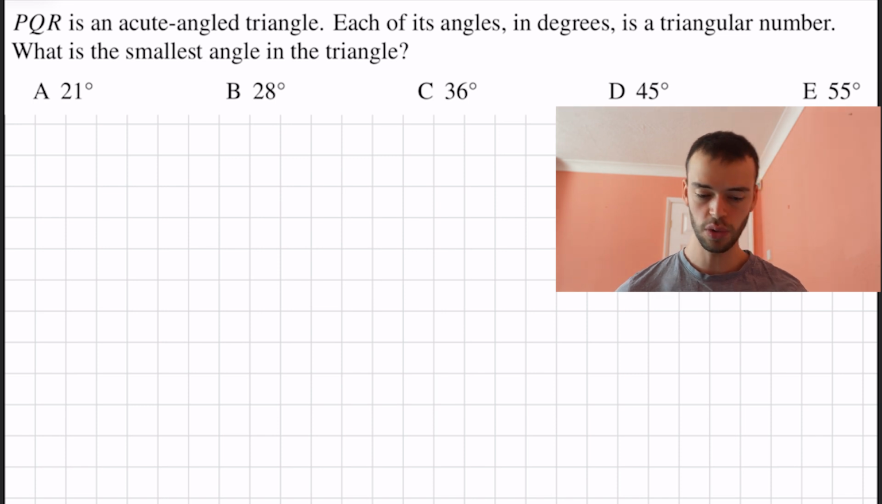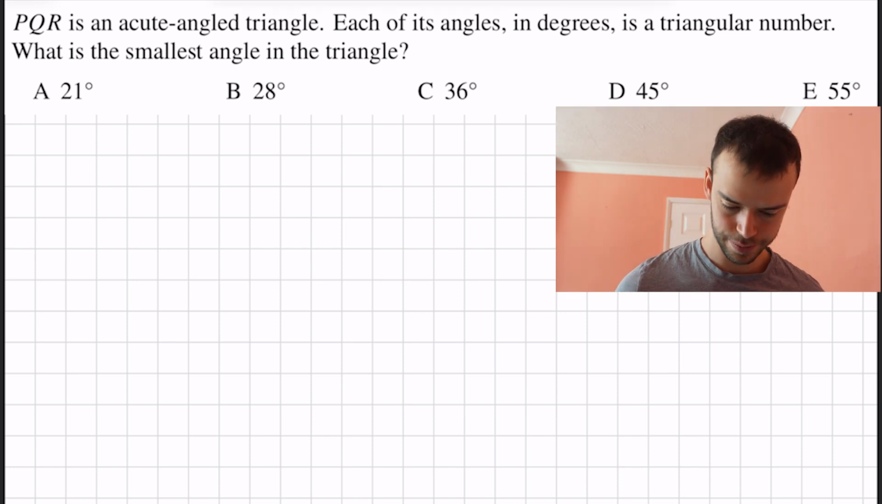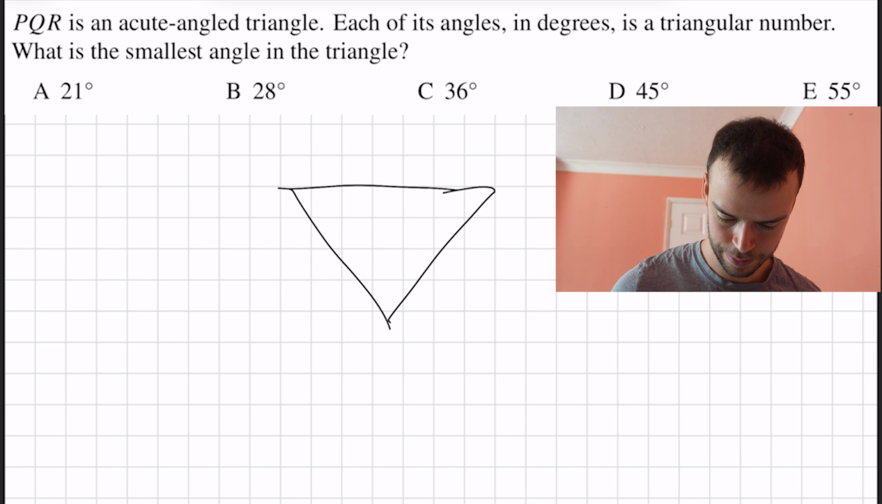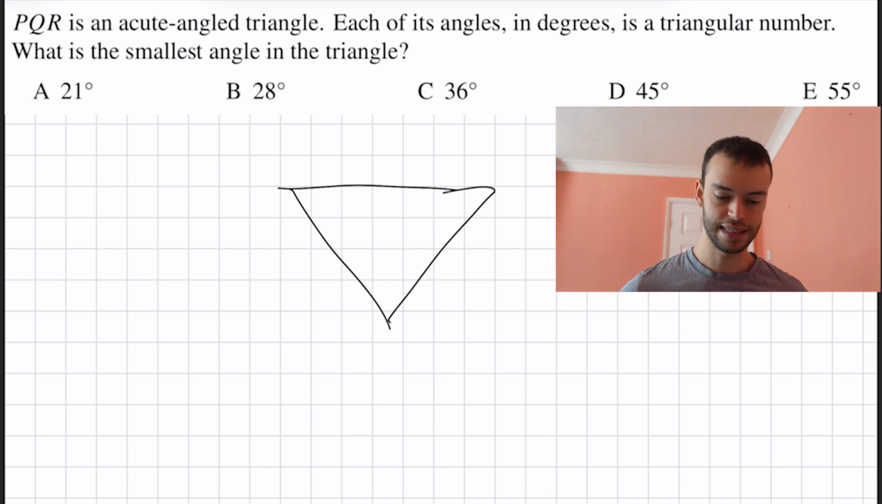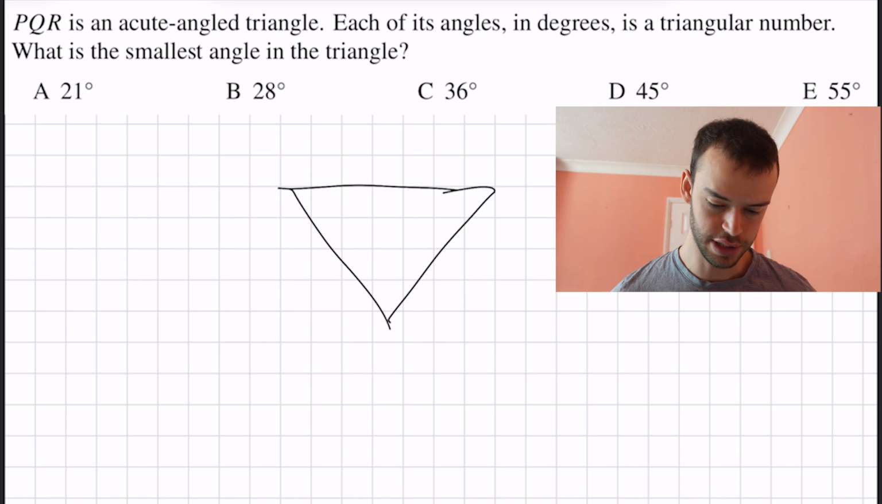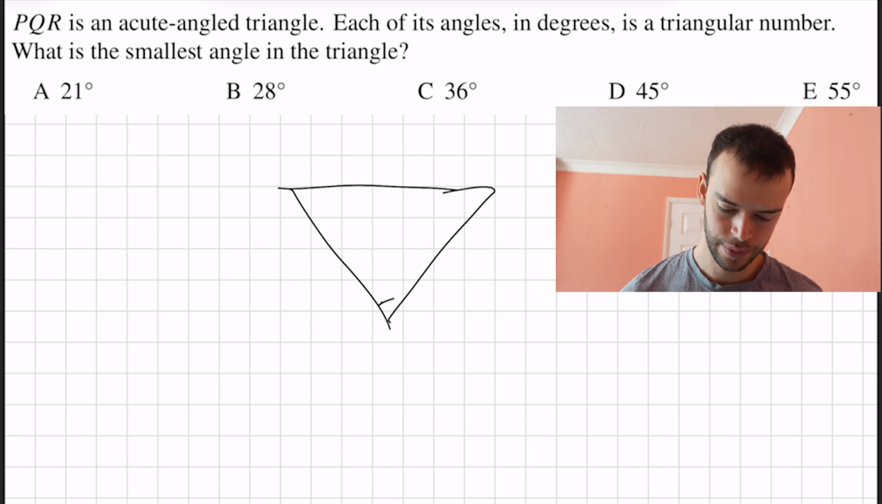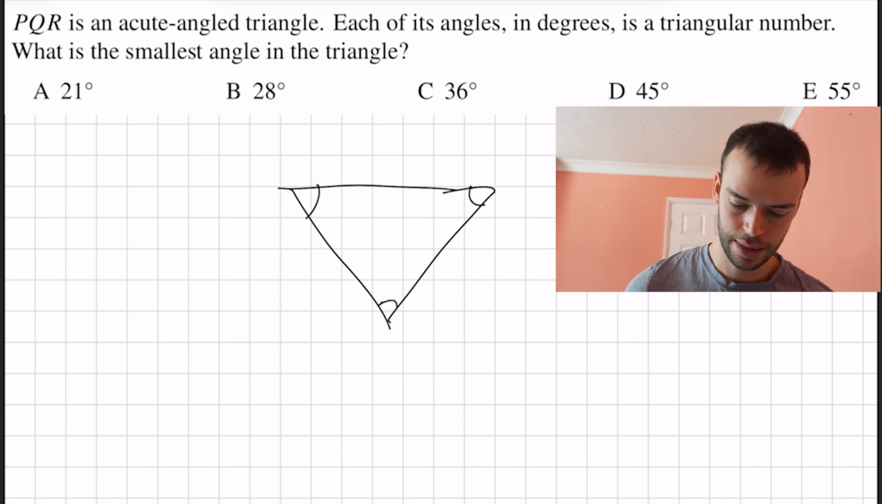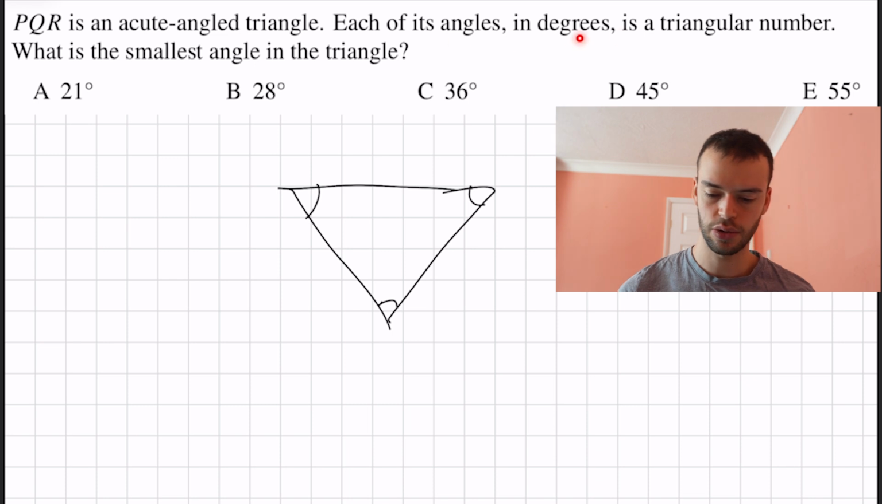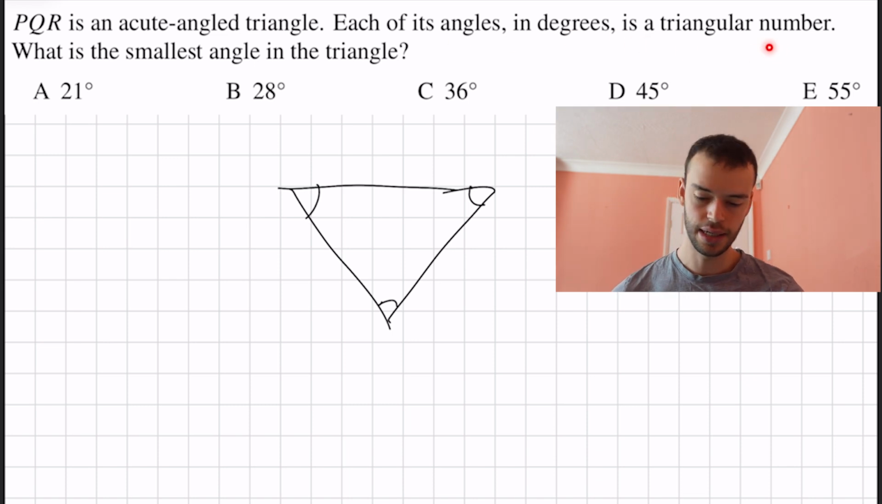What I always like to do is draw things out if it's a geometric question. So let's draw out this triangle. I'm just going to draw a generic triangle. It is an acute angled triangle. That means all the angles are less than 90 degrees. Now it's saying that each of its angles in degrees is a triangular number.